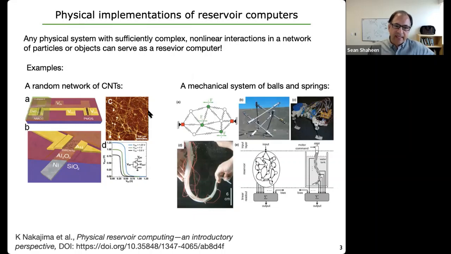And here you just lay down a random array of carbon nanotubes, and each junction between the nanotubes is effectively a synapse, or a weighted connection between neurons. And the point is that once you build the physical reservoir, the connection weights are built in, the network topology is built in, and then you don't touch it anymore. There's no training, no alteration of that system.